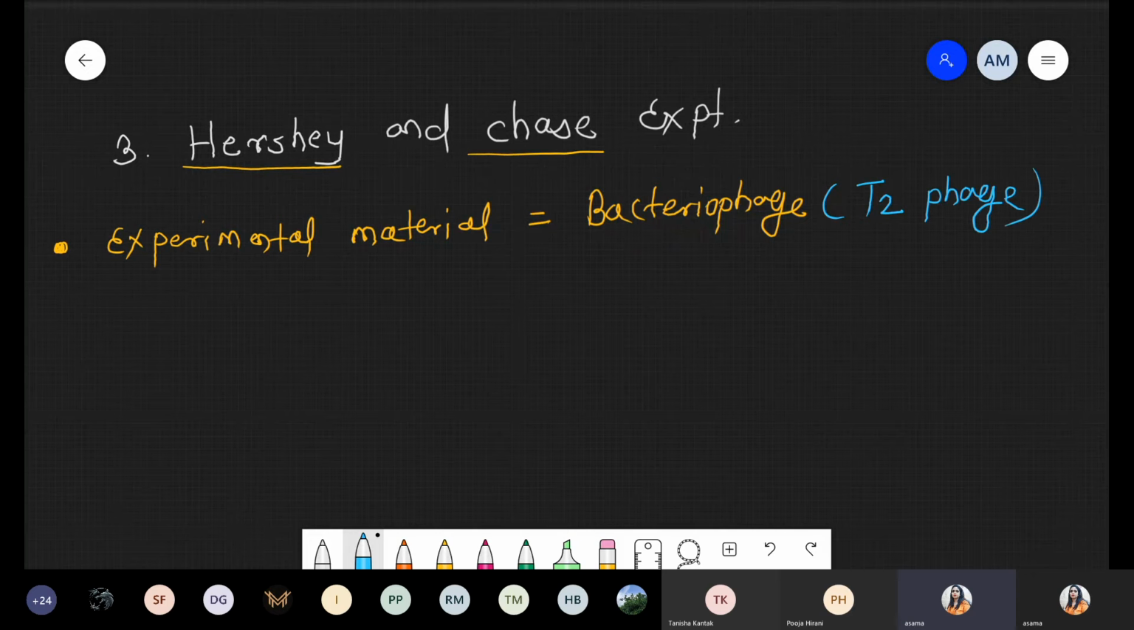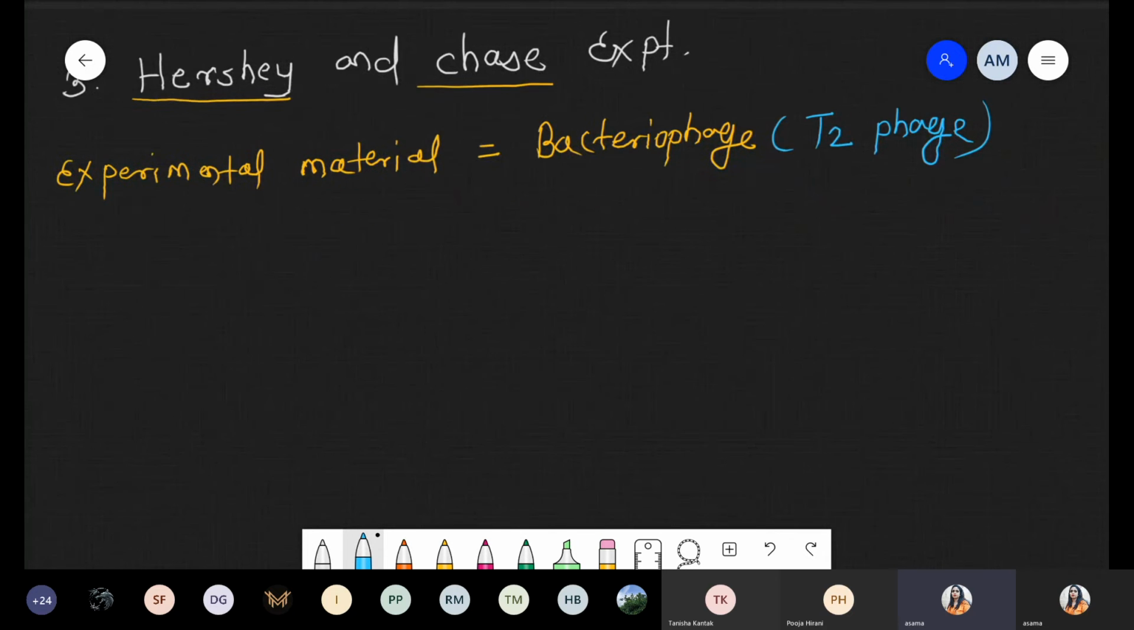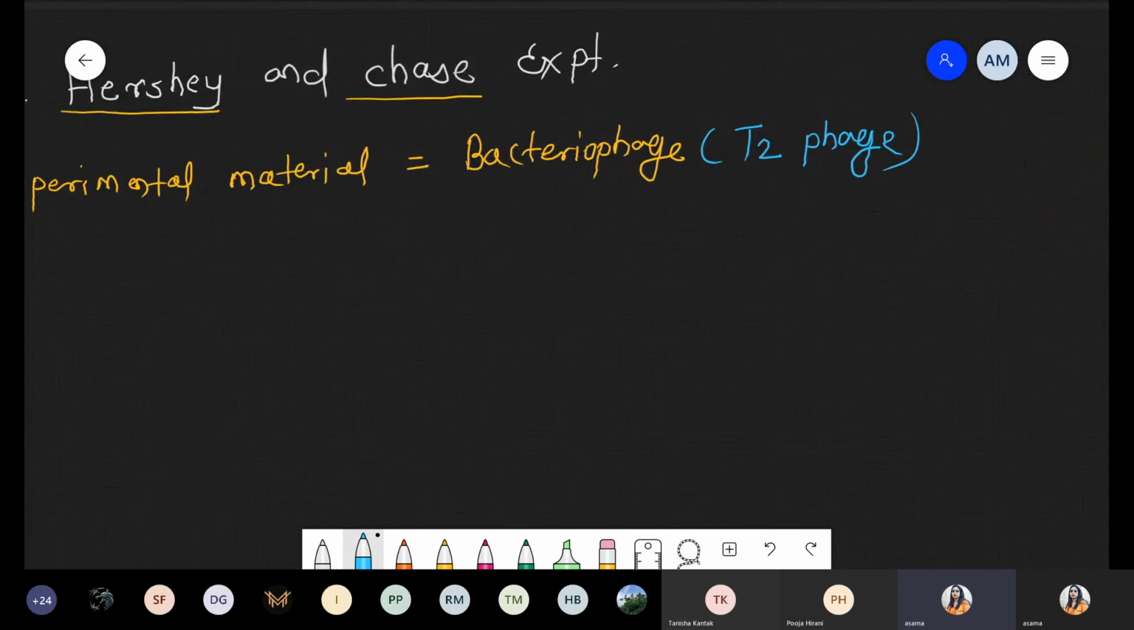बहुत सारे actually phage होते हैं. Lambda phage is there, bacteriophage, T1, T2, T3, T4, T8. Different T phages are there. So we are more specifically talking about T2. Now, if I'm talking about bacteriophage, that is T2 phage, that bacteriophage mostly infects E. coli. I hope you remember bacteriophage is nothing but one type of virus.